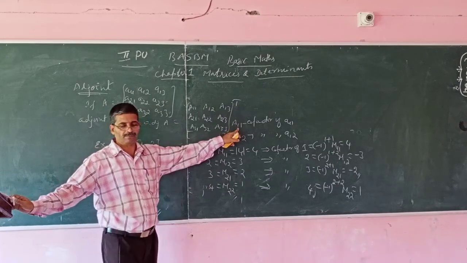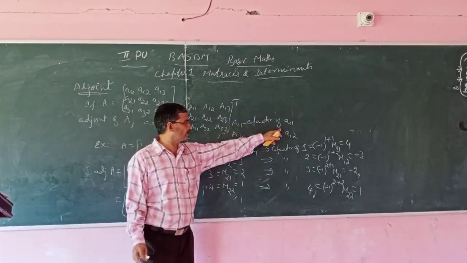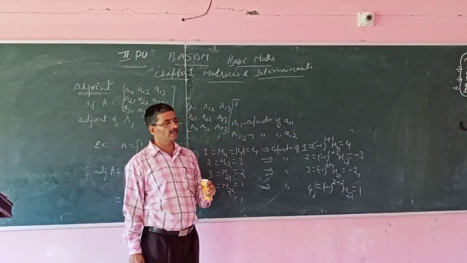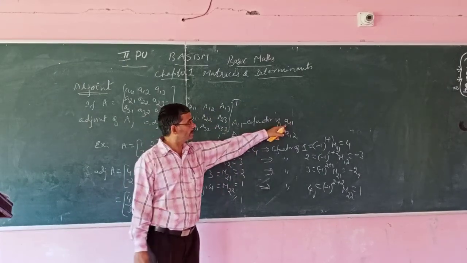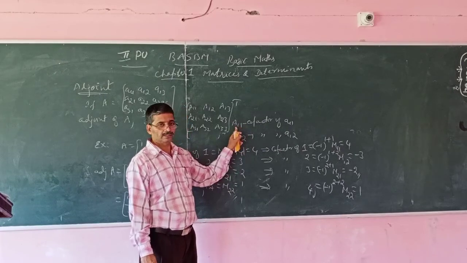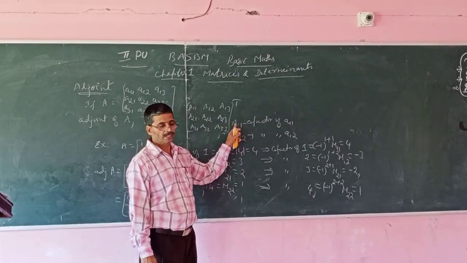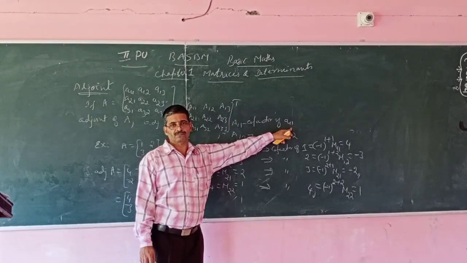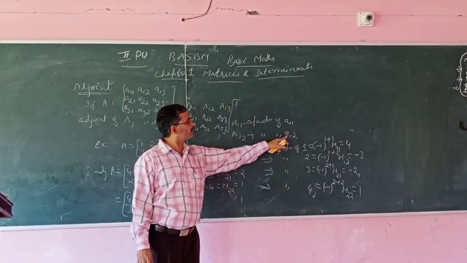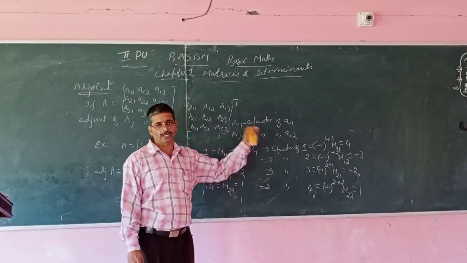Where capital A11 is the cofactor of the element a11, A12 is the cofactor of a12, A13 is the cofactor of a13. Small letters for elements and capital letters for cofactors, just to distinguish. A11 means cofactor of the first element, A12 cofactor of a12. Like this it will go on.